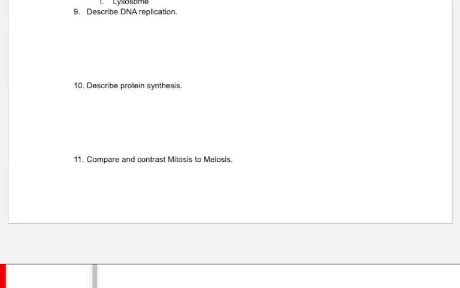Finally, for comparing and contrasting mitosis and meiosis, while I do understand that they have a lot of similarities as far as the mechanisms that they undergo, I really want you to focus on what type of cells undergo mitosis versus what type of cells undergo meiosis.